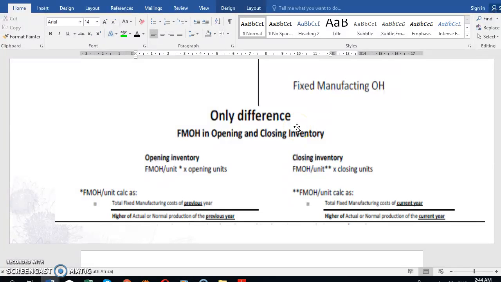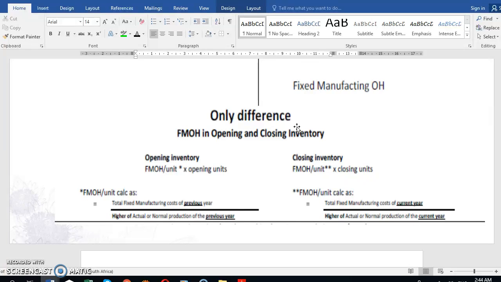Now this is a very important concept and a lot of students get this wrong. In my years of teaching this topic, they just get this part wrong. So fixed manufacturing overheads, remember, fixed cost does not change with production. In other words, it's not influenced by units.